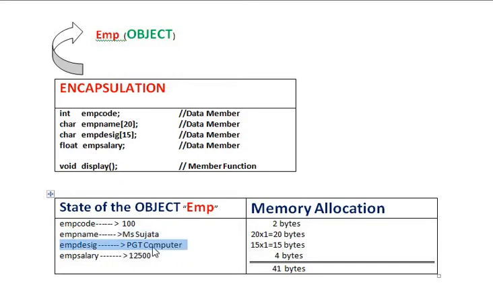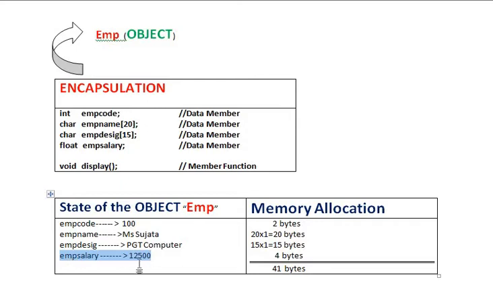Now look over here. In this case, the value PGT computer has been assigned into the data member EMP desig, but this data member has the size 15 and type as char. Now as char takes 1 byte of storage, 1 into 15 gives 15 bytes of memory storage. So this much amount of bytes shall be allocated to the data member EMP desig as soon as the value PGT computer gets assigned into it.